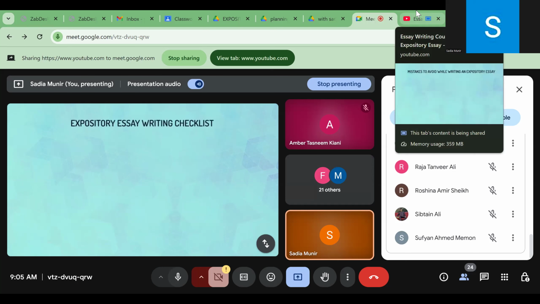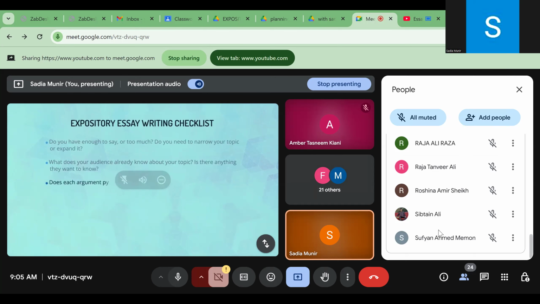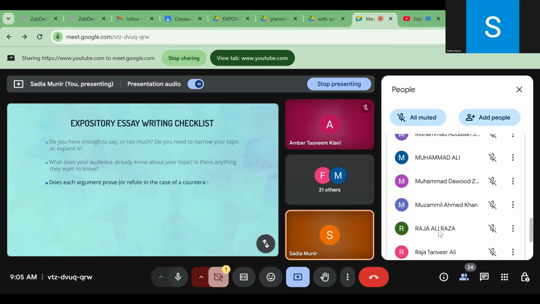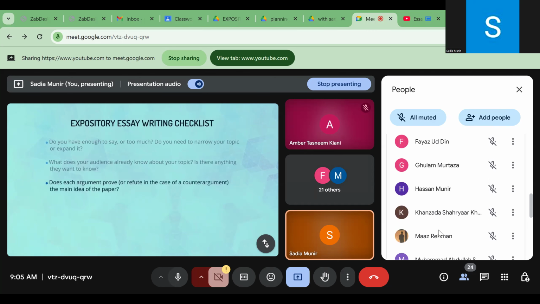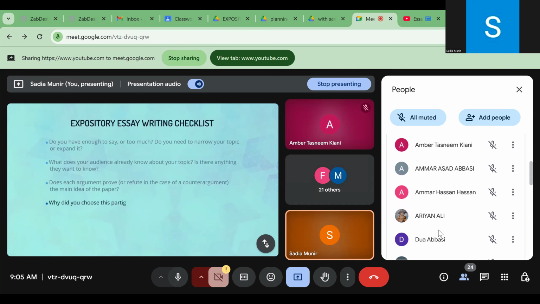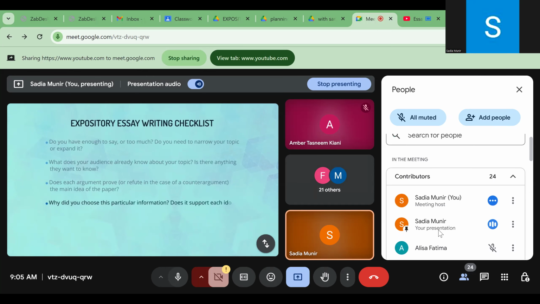Finally, check your paper using this list of questions. Do you have enough to say or too much? Do you need to narrow your topic or expand it? What does your audience already know about your topic? Is there anything your audience wants to know? Does each argument prove or refute, in case of counter-argument, the main idea of the paper? Why did you choose this particular information? Does it support each idea? Are all the paragraphs and parts of the paper connected with a transition? And finally, did you reveal the topic in the conclusion?